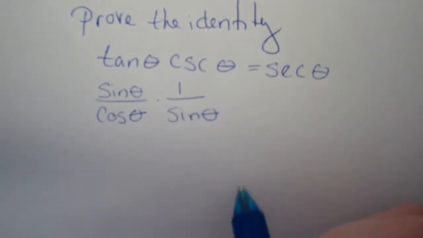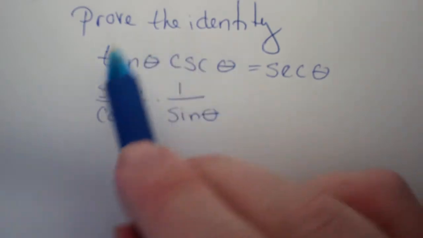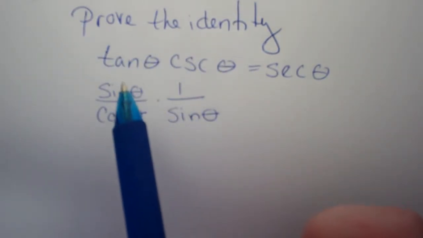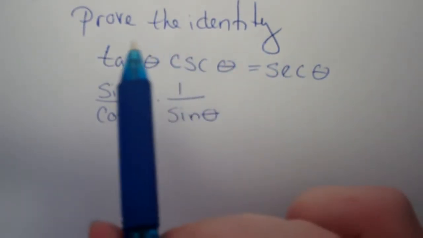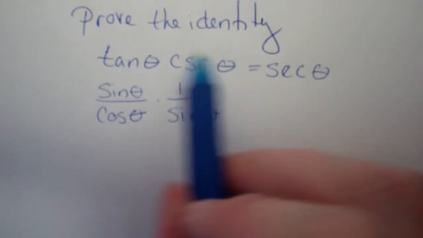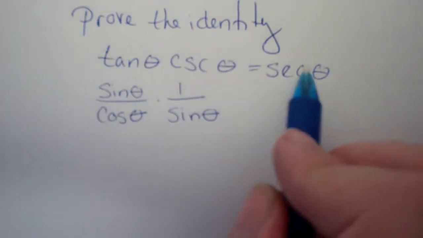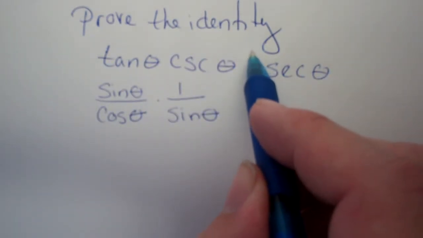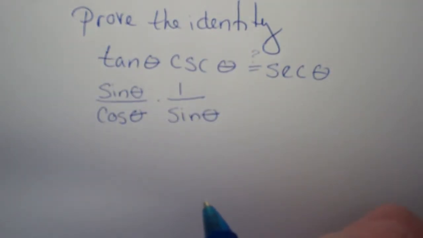Notice how I'm working entirely on the left-hand side. It's okay to work on both sides, but you cannot work across the equal sign as if it was actually an equation. We don't know if it's an equation. That's kind of what we're trying to prove.